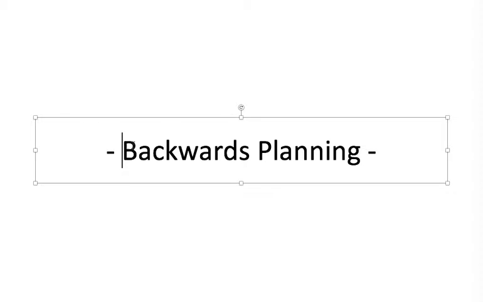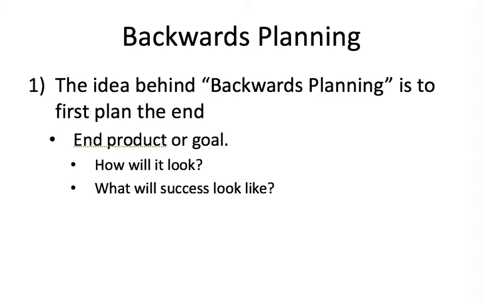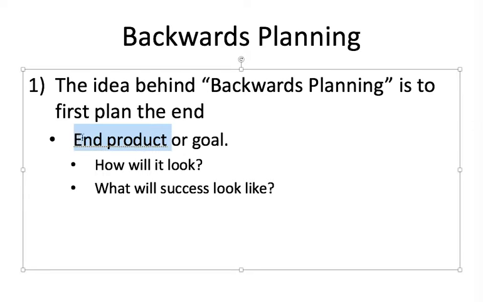This video is on backwards planning. So what's backward planning? It's a way of planning something big where the first thing you do is you think about what you want the very end to look like. What do you want your end product or end goal to be? What do you want success to be for that particular thing? And then from there, after you've planned the end, you go backwards.